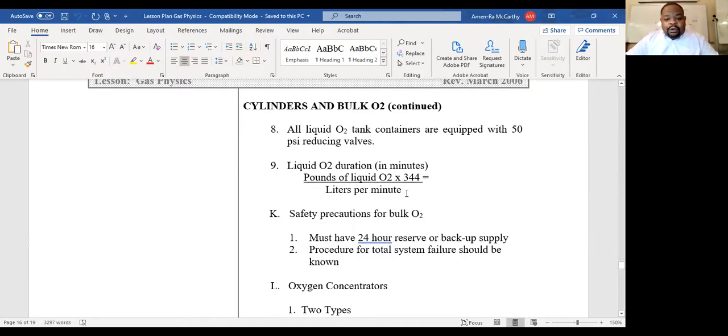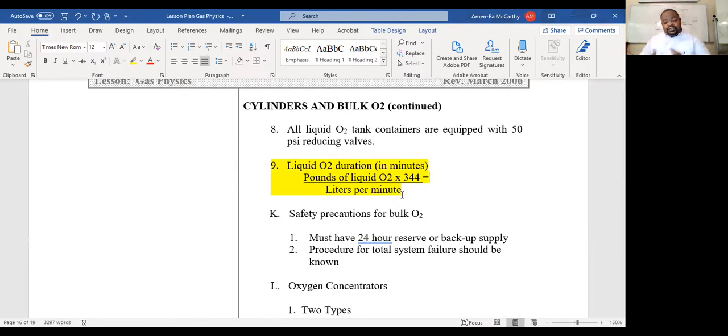To find out how long liquid lasts, the duration of flow, the liquid O2 duration in minutes will be pounds of liquid O2 times 344. You always use 344, okay? You use the pounds times 344 divided by the prescription amount of oxygen, which is in liters per minute, okay? And that's what you're going to learn next about oxygen.